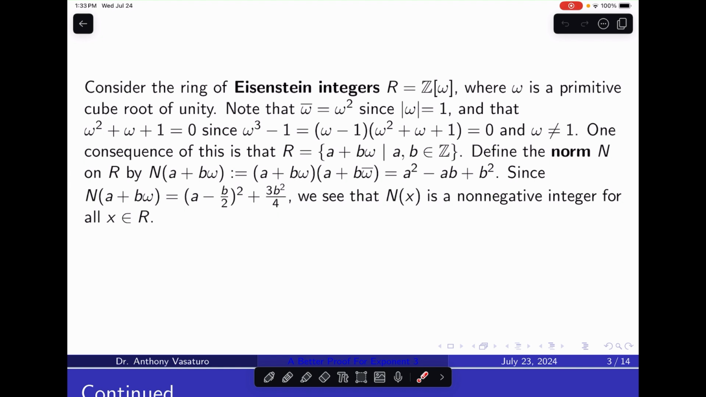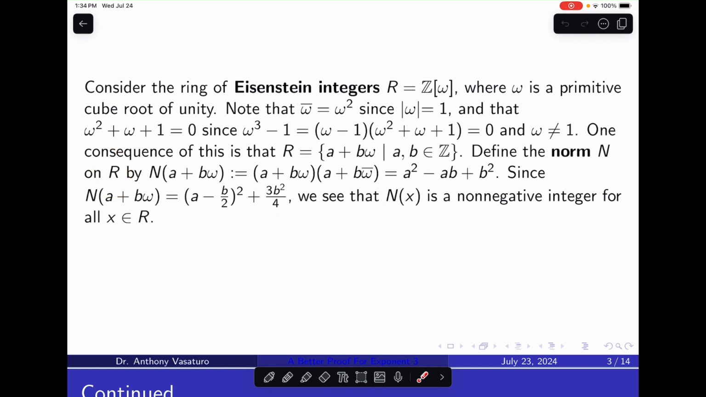Okay, so anyway, one consequence of this fact here is that the ring R actually just consists of elements of the form a plus b omega, where a and b are integers. The reason for that is that higher powers of omega, like omega squared, can be written in terms of lower powers using this expression.